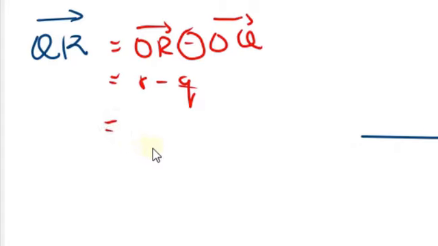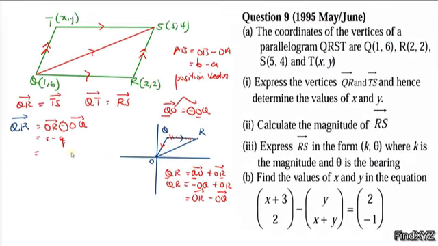Then let's substitute these vectors. They are no longer points, they are now position vectors. Now point R is now vector OR. And what is vector OR? That is 2 2 minus what is vector OQ? Vector OQ is 1 6.